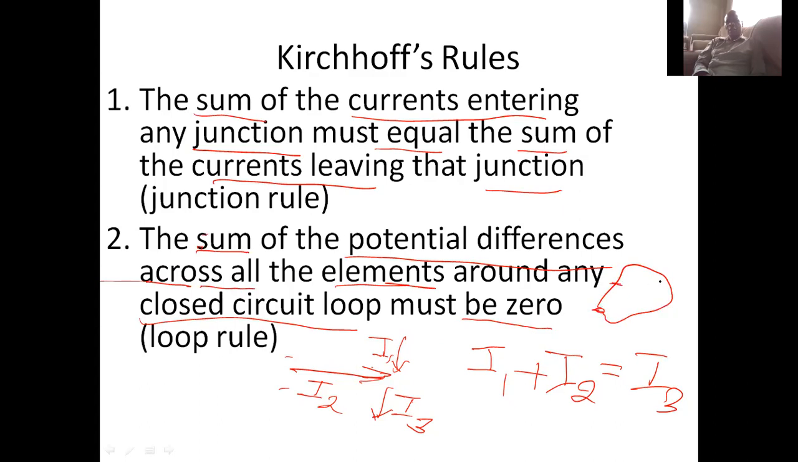For example, if here there is a potential difference, and here there is a potential difference, and another, and another, then from where you started up to when you come back to the same point, which makes a loop, you should add all the potential differences. In other words, this is voltage one, voltage two, voltage three, voltage four. You add them together and the sum should be equal to zero. That is what these two basic rules mean.